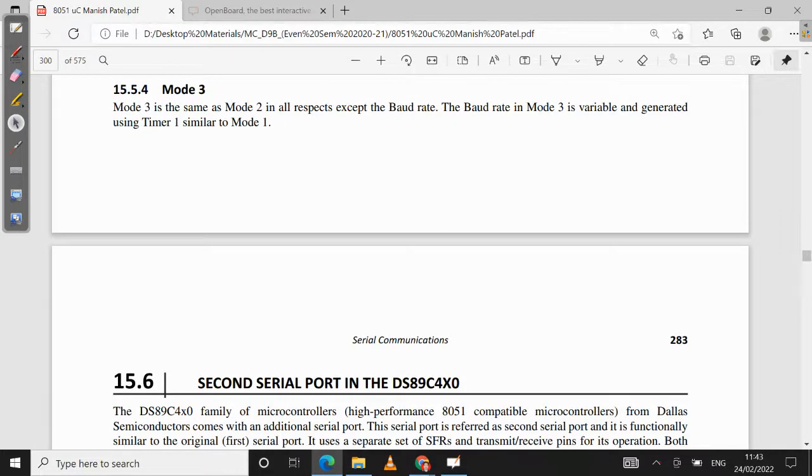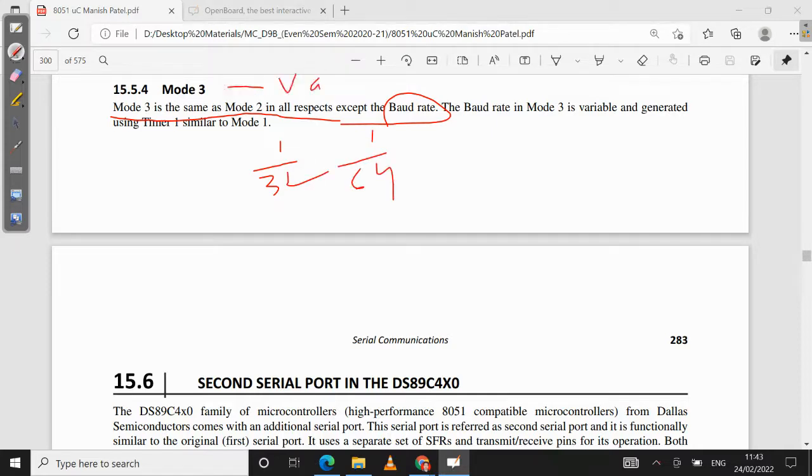Yes, see at the mod 3 now. This is very easy. Mod 3 is same as mod 2, except that the baud rate is determined as in mod 1. Mod 3 is the same as mod 2 in all respects except the baud rate. क्योंकि mod 2 में baud rate था 1/32 या फिर 1/64, लेकिन mod 3 में it is variable. That means it depends upon timer 1. खत्म. So baud rate in mod 3 is variable and generated using timer 1, similar to mod 1.